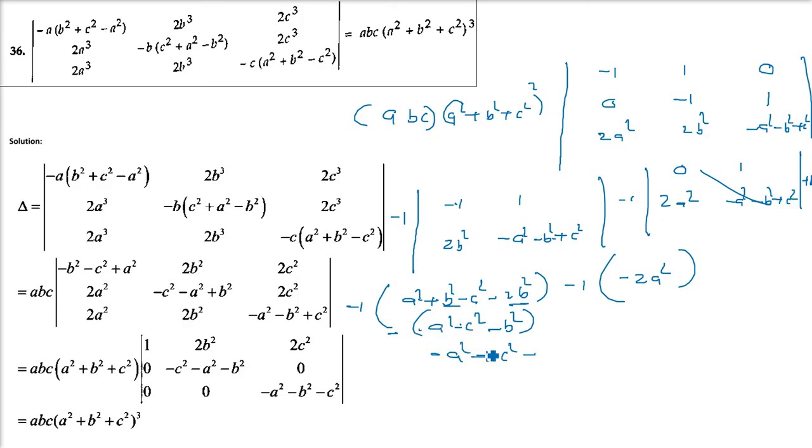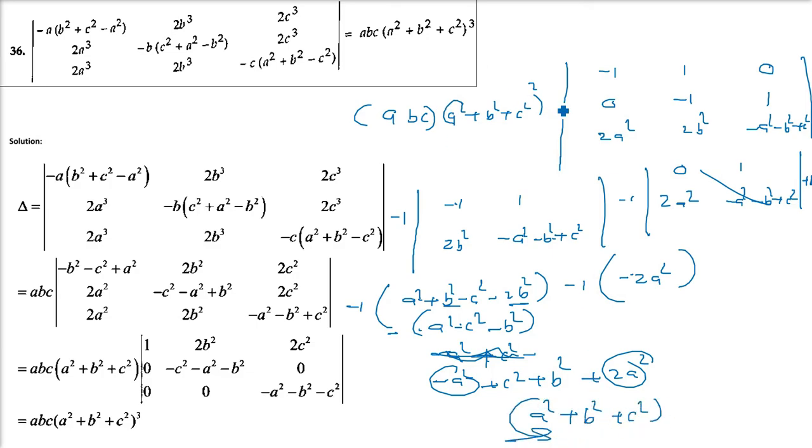We have just multiplied it using the negative sign, because negative 1 was outside. Let me write it again. Minus a square plus c square and plus b square. Here minus minus becomes plus. You have plus and then you have 2a square. Now 2a square minus a square is a square plus b square plus c square. So as I said, a square plus b square plus c square has come. It will be cube now, right?